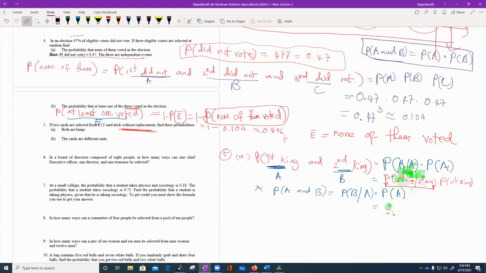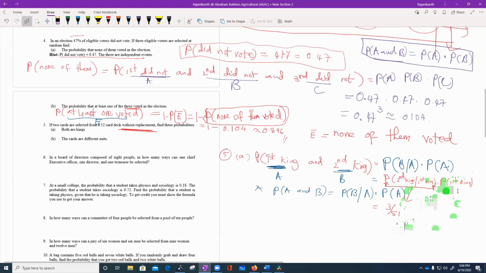Why is it so? Because you already assume that the first time you chose a king. There are 4 kings in the card pack out of 52. You have already chosen one, keeping it outside. So there are 3 left over out of 51. That's the meaning. Very good. That is my first probability, right? Then times, what is my second probability?